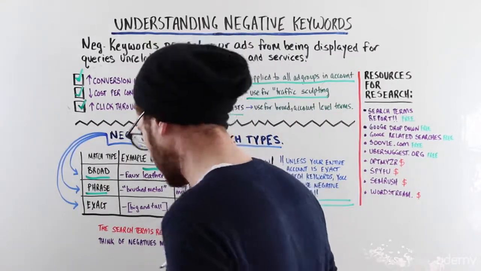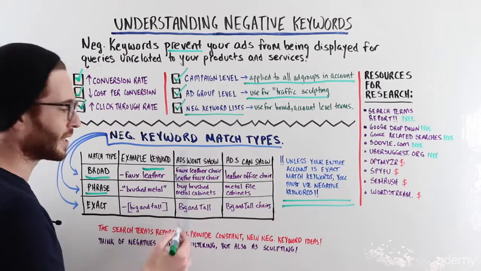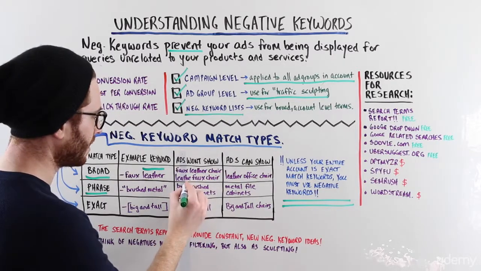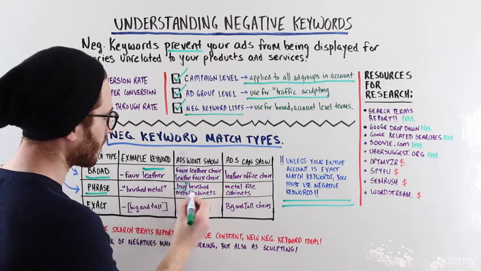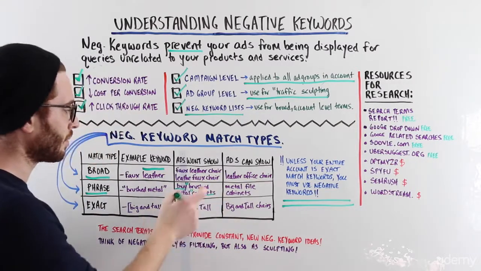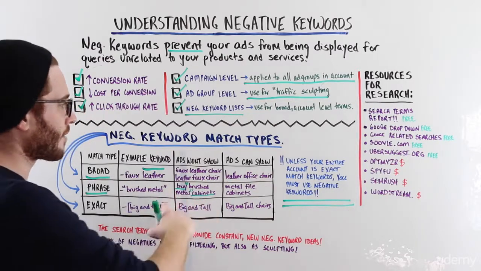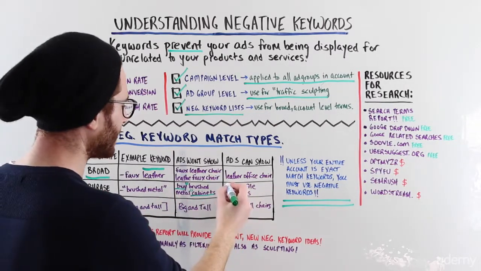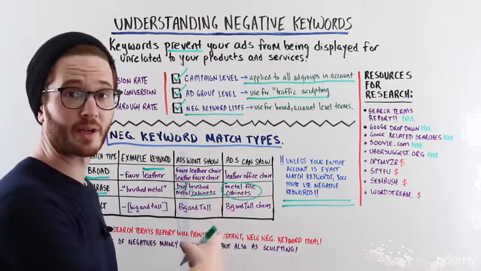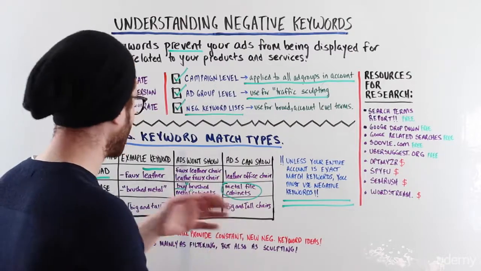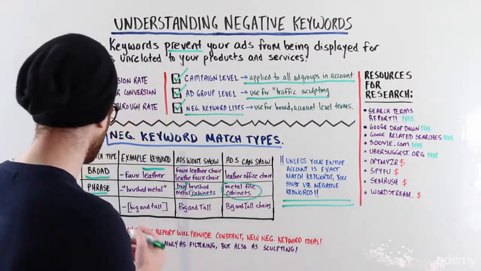So for example, our ads will not show if somebody types in buy brushed metal cabinets, because brushed metal in the right order is contained in the query. Yes, there are words before and after, buy and cabinets, but brushed metal as a phrase is in the query and my ads will not show. However, my ads can show for metal file cabinets, because my entire negative keyword is not contained in the query. So that's how phrase match with negative keyword match type works.